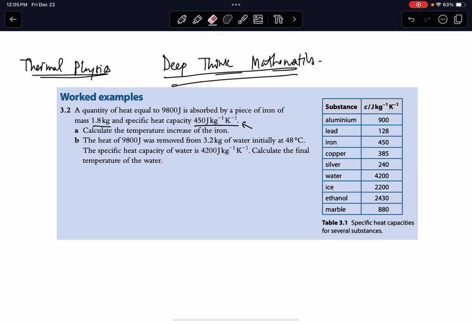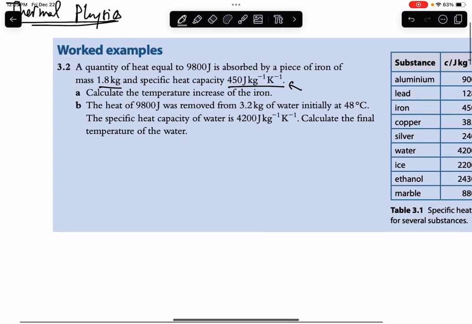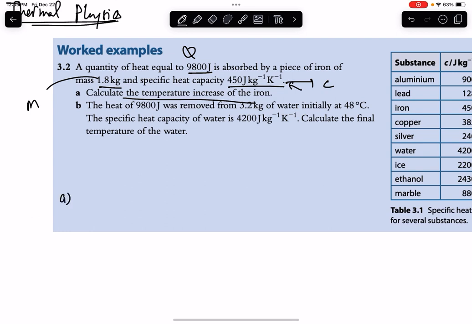Now that that's out of the way, we can move on. In this case, you're given the value of the heat, which is Q, the mass M, and the specific heat capacity C. They're saying calculate the temperature increase in the iron. For part A, it's simple.